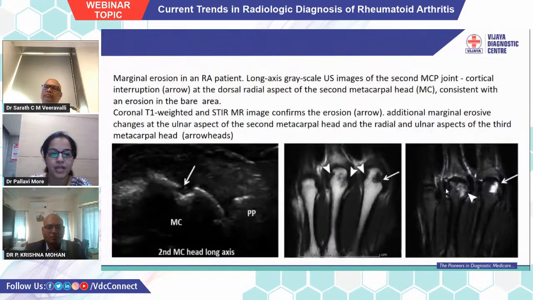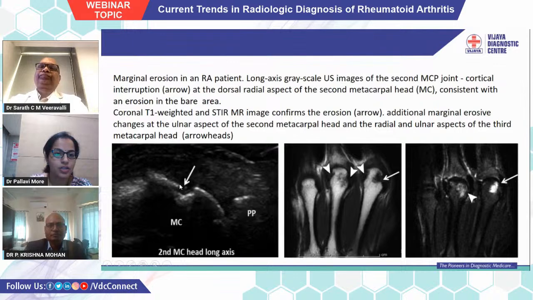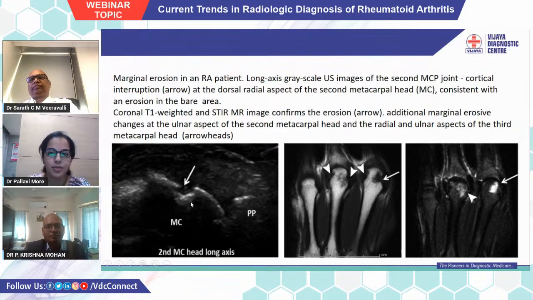This is an ultrasound image on the left which shows a cortical interruption, which is an erosion, along the dorsal aspect of the second metacarpal head, consistent with an erosion in the bare area. While these are two MR images, a T1 weighted coronal image and a STIR coronal image, which show articular erosions, seen on ultrasound at the second metacarpal head and the radial and ulnar aspect of the third metacarpal head.